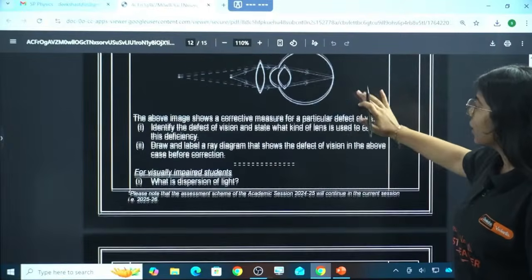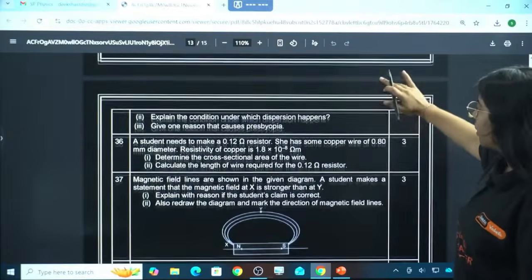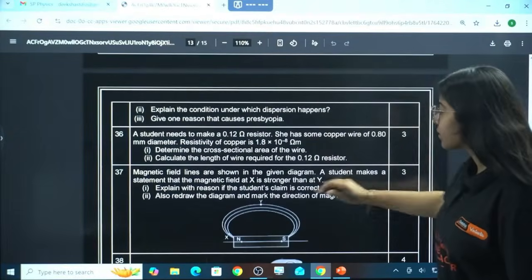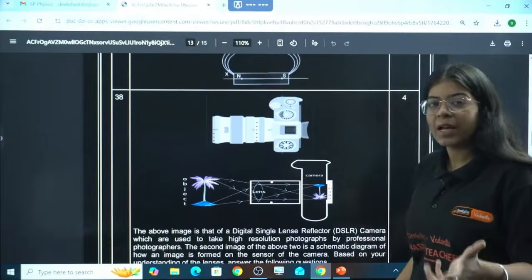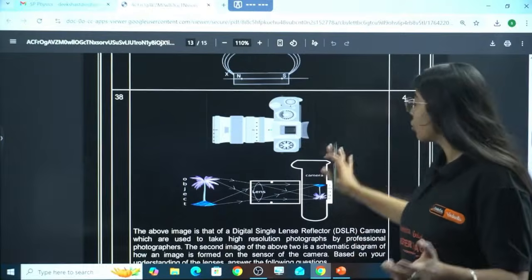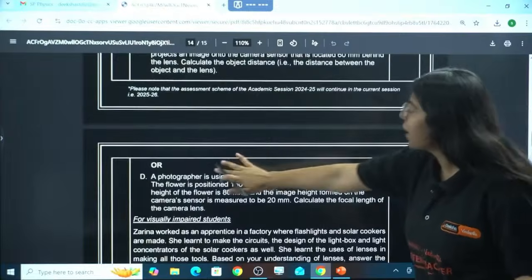Then another question from human eye, which is 3 marks. Again, a question from electricity, 3 marks. Magnetic effects, 3 marks. Again from light. See, light is a very important chapter, we know. So another question for 4 marks now. Then again we have a choice.